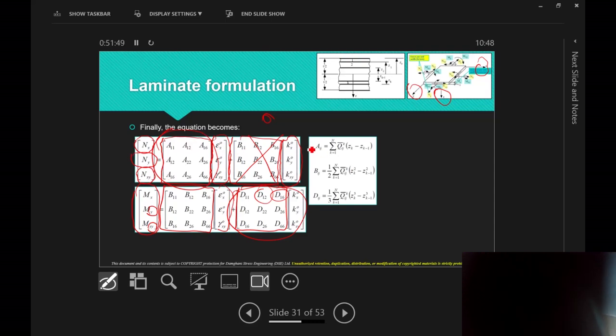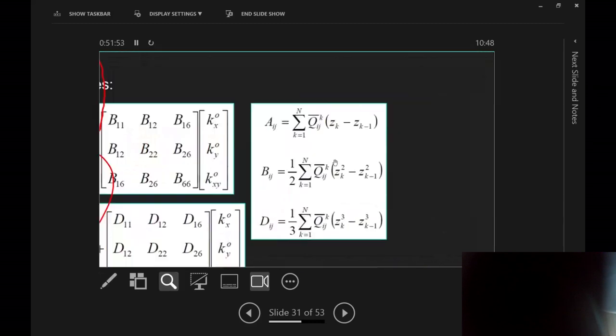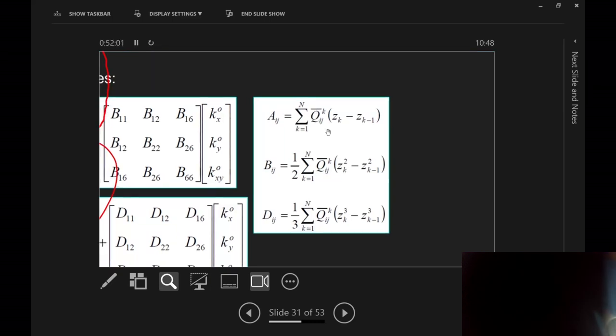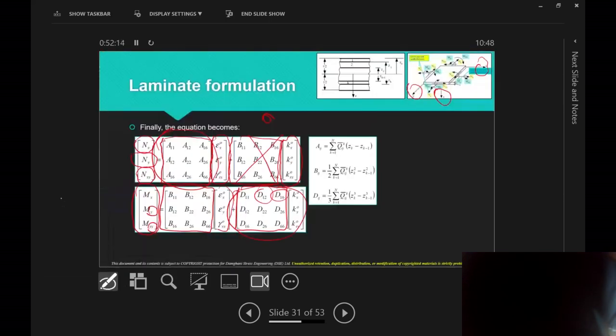So the A matrix, for each ply, basically, that's what's happening. For each ply, you will find the Q bar, or inverse of the reduced stiffness matrix. You have all the formulation for each ply. So k represents the ply, for ply number 1, 2, N. It doesn't show it here. It's just not good, is it?